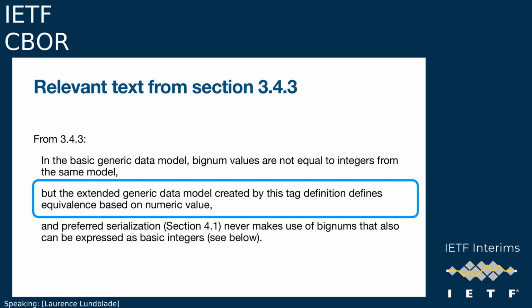There's also other text in there that is very clear, more clear that the equivalence exists for preferred serialization and for deterministic serialization. It's also clear that this is just for big numbers, not big floats and decimal fractions, because there's no such text like this for anything else. So I wanted to be clear about what text we're talking about here.